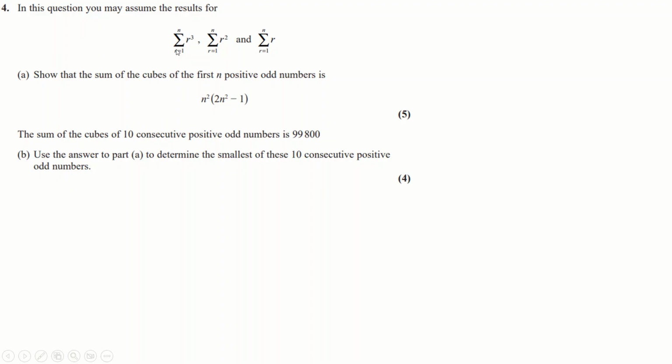Not very much, though. So, question number 4. Okay, use standard results. Well, here they are. We're not given a standard result for this. We need to know that this is n into n plus 1 over 2. Show that the sum of cubes for the first positive n odd numbers is this.